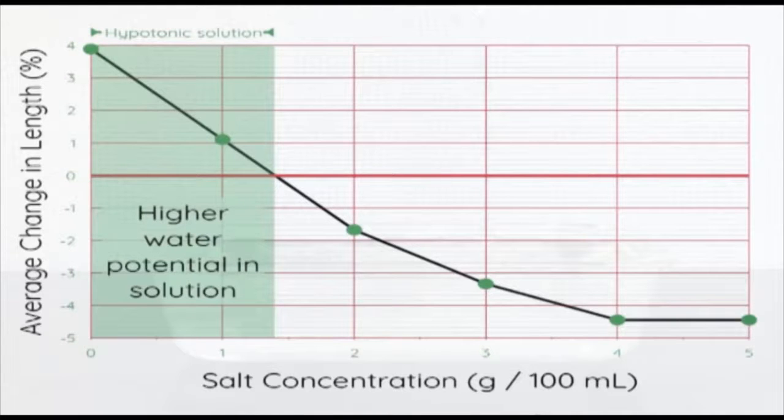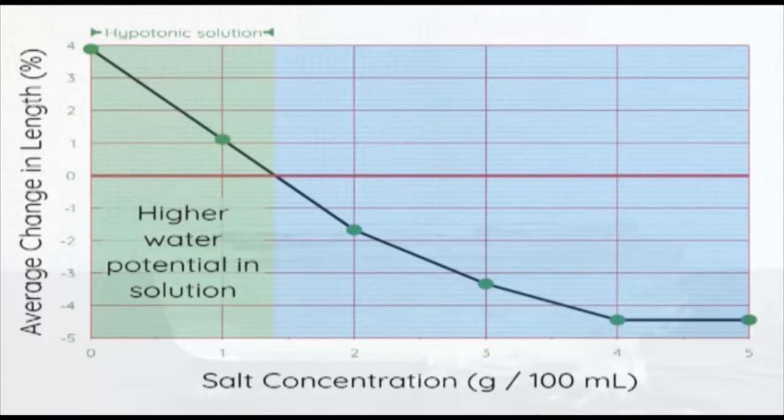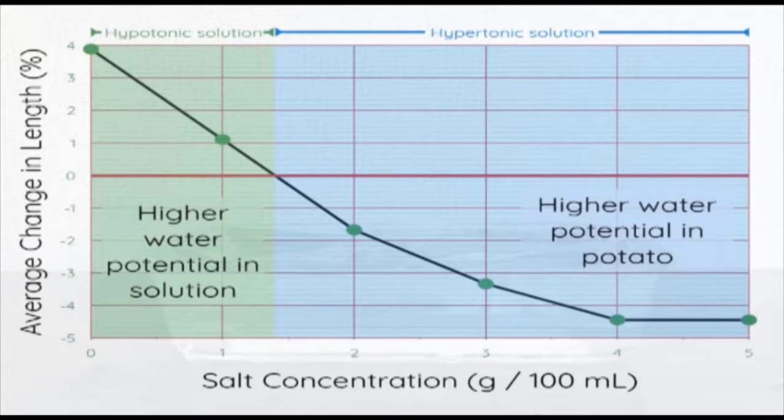At high salt concentration, the average change in length of the potato strip is decreased. For example, the percentage of the average change in length of the potato strip that is placed in the solution with salt concentration of 4 gram per 100 milliliter is approximately below 0, 4.4. This is because there is higher water potential in the potato cells than the surrounding solution. As a result, water leaves the cell and enters the solution. This leads to a decrease in length of the potato strip. That means the solution is hypertonic to the potato cells.